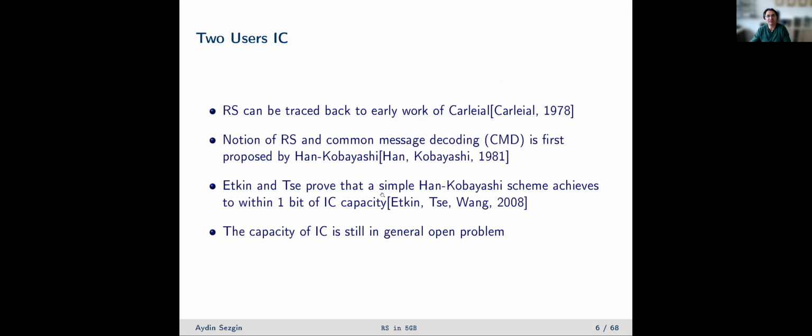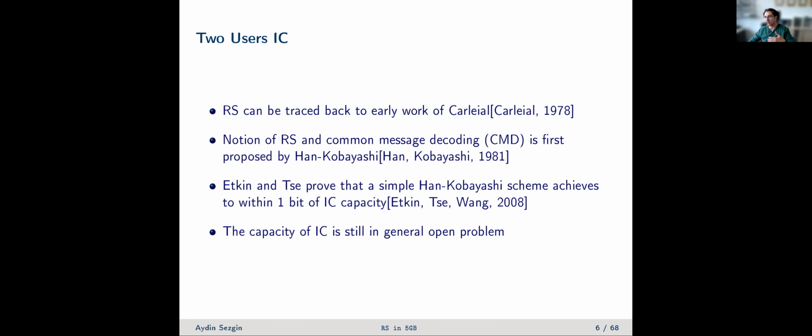So the concept of rate splitting can be traced back to some early work by Carleial in 1978. The notion of rate splitting and the concept of common message decoding was first proposed a couple of years later by Han and Kobayashi. And they came up with a new method, referred to as Han-Kobayashi, which is up to today the highest achievable rate we know in the interference channel. A couple of years later, Etkin, Tse, and Wang showed that a simple Han-Kobayashi scheme achieves up to within 1 bit of the capacity of the interference channel.